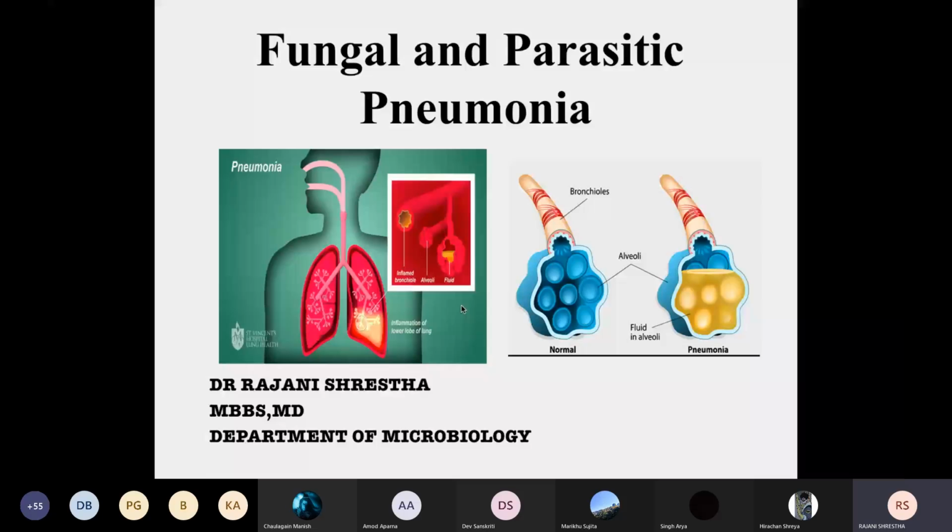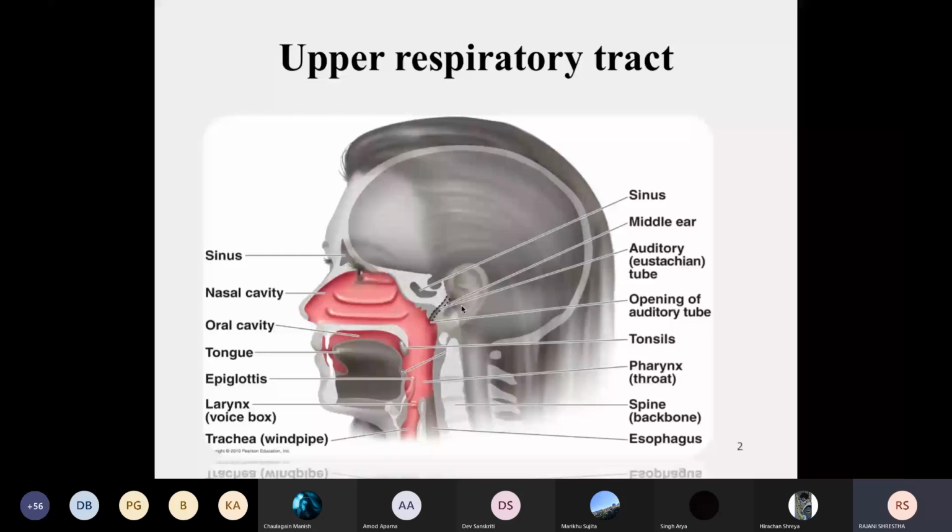The respiratory tract is divided into two different parts, the upper respiratory tract and the lower respiratory tract. The upper respiratory tract includes the nasal cavity to the trachea, the tonsils, the oral cavity, the larynx, as well as the sinuses, the eustachian tubes, middle ear, and the opening of the auditory tubes. So it all comes under the upper respiratory tract. In the upper respiratory tract, infections are more common and easy to treat, and the complications are less.